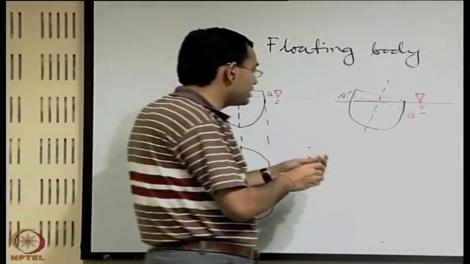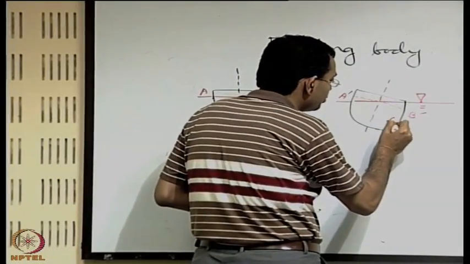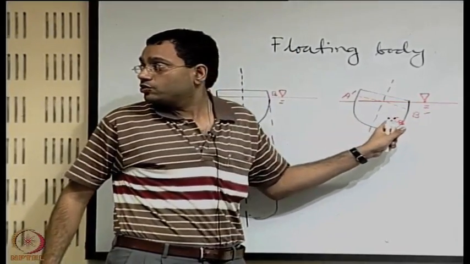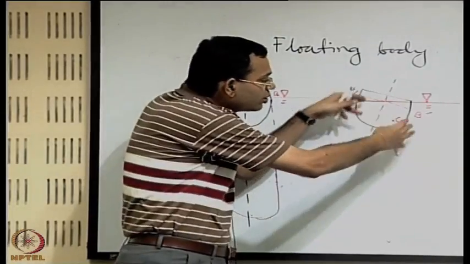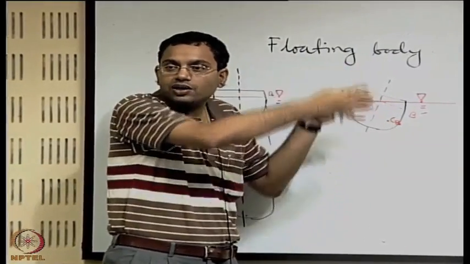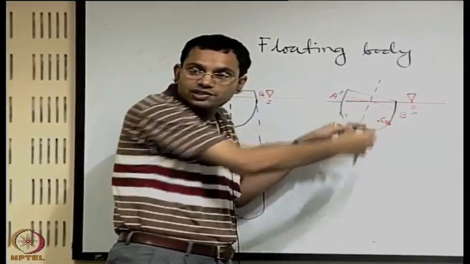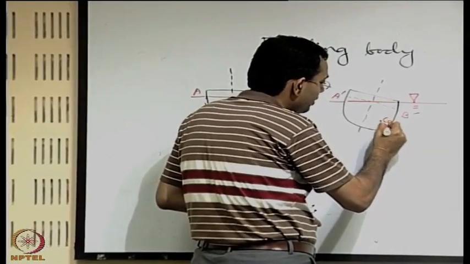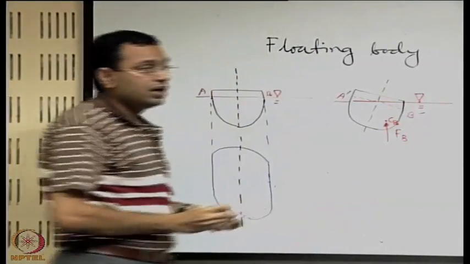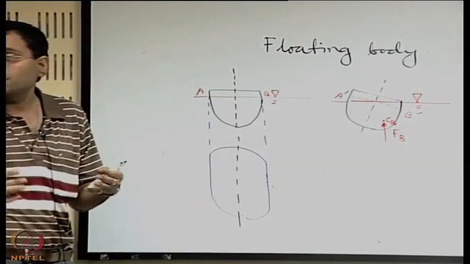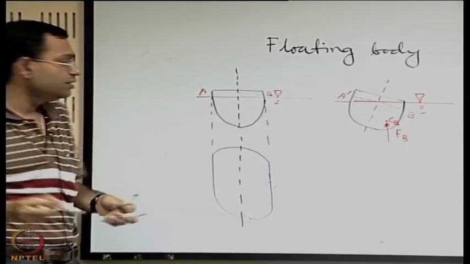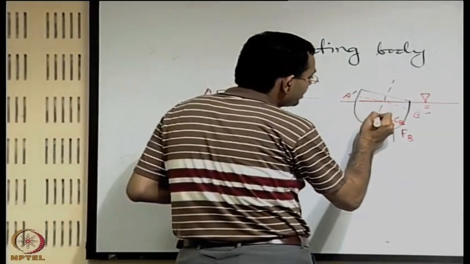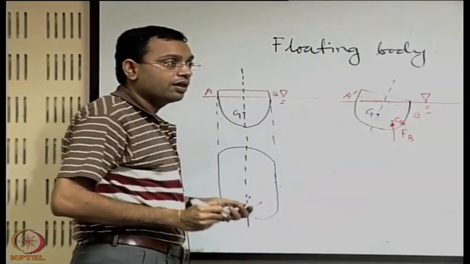So let us say that the center of buoyancy now comes to this position, say CB, center of buoyancy. We expect that it will be coming towards this direction because it is now more tilted towards the right, so more part of the body is now in the fluid towards the right. So you have the resultant buoyancy force like this. The center of gravity is fixed with reference to the body, that does not change. So the center of gravity is still here.